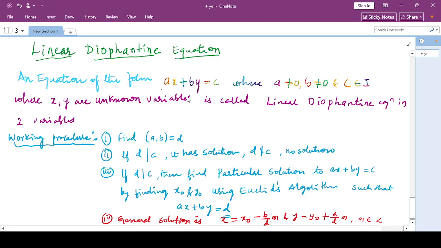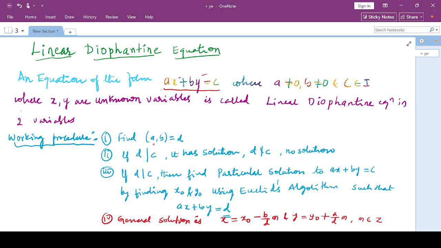An equation of the form ax plus by is equal to c, where a and b are not equal to 0 and c is an integer, where x and y are unknown variables, is called a linear Diophantine equation in two variables x and y. What is the working procedure to solve this linear Diophantine equation, or what is the general solution for it?